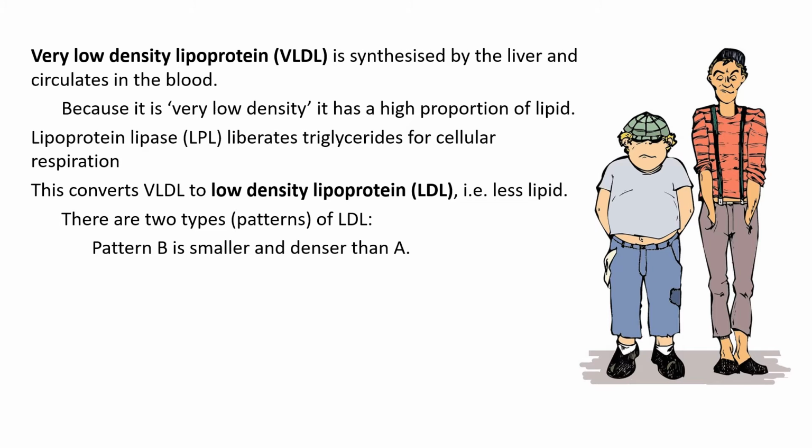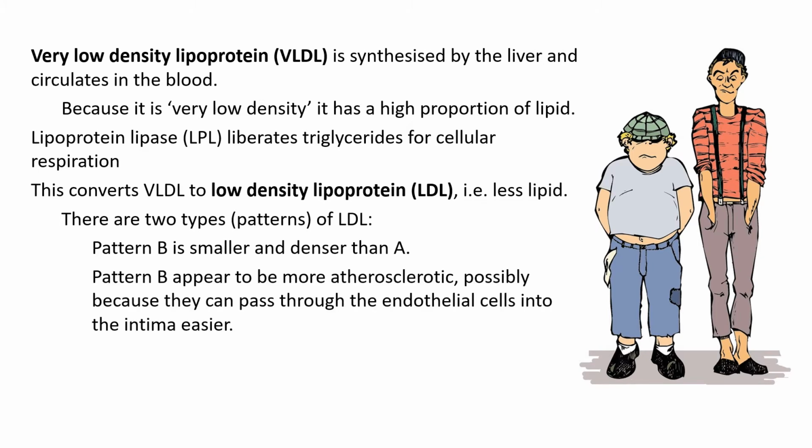There are two types of LDL. It's slightly more complex than this, but this is the simplified version. What happens is pattern B tends to be smaller and denser than A. Because it's smaller and denser, this does tend to make it more atherosclerotic. So pattern B appears to be more atherosclerotic, probably because being smaller, it can pass through or between the endothelial cells into the walls of the vessels, into the intima, the tunica intima, much easier.